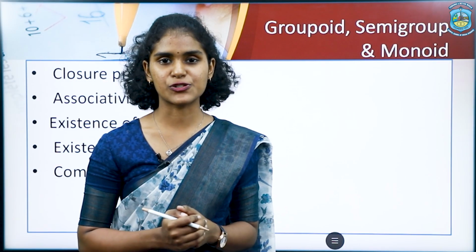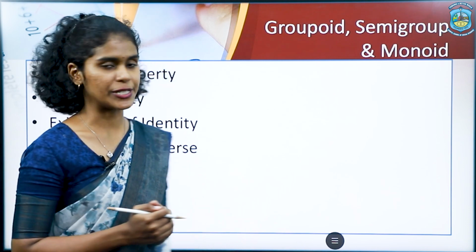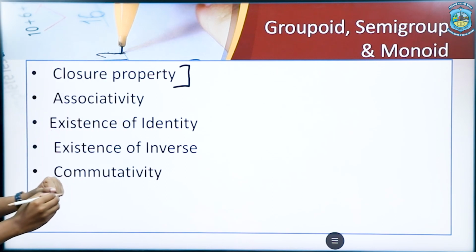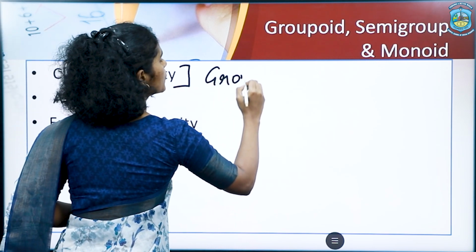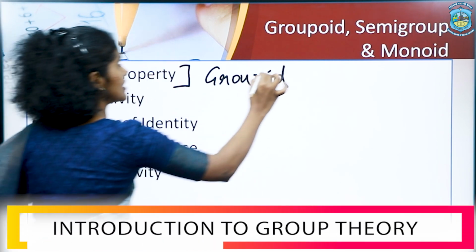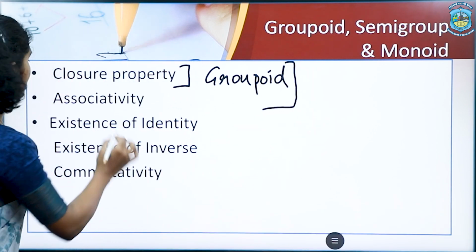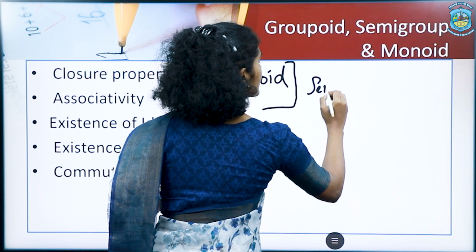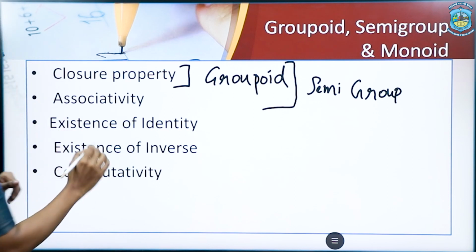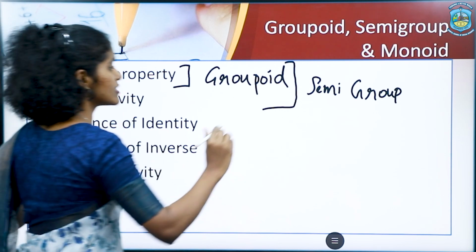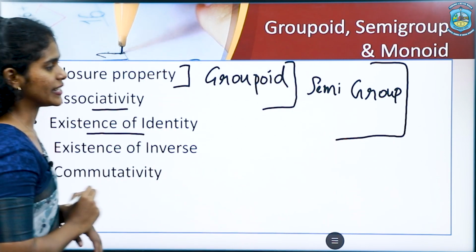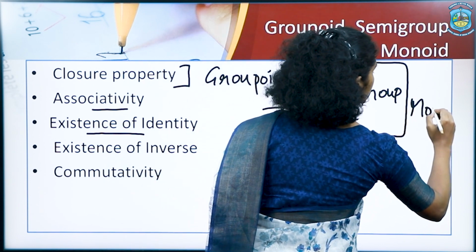Now, moving into our last topic, that is groupoid, semigroup and monoid. The algebraic structure which satisfies only the closure property is called a groupoid. The algebraic structure which satisfies the first two properties, that is closure property and associativity, is called a semigroup. An algebraic structure which satisfies the first three properties, that is closure property, associativity and existence of identity, is called a monoid.